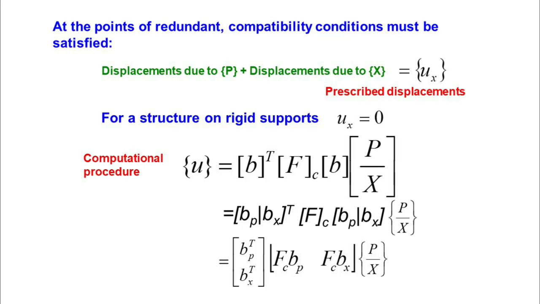So here the BP transpose and BX transpose are now pre-multiplying the second part, which is composed of FC BP and FC BX. Please note that the number of rows of BP and BX are the same. That's why FC can easily multiply it. So once we finish multiplying these two matrices, one appearing as a vector and the other appearing as a row, we get something like this.